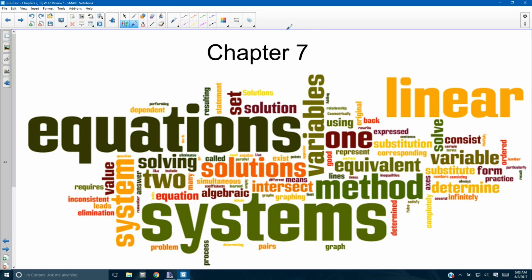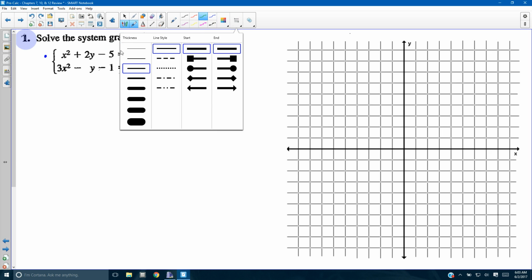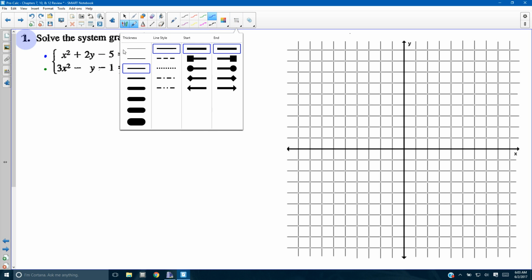Okay, chapter 7, here we go. Systems of equations and inequalities. Let's go to work. Number 1, solve the system graphically. Now, in terms of solving the system graphically, what is being asked of you is to graph these 2 equations here, and then to find the point of intersection, or points of intersection. Find the xy values that these guys intersect with.